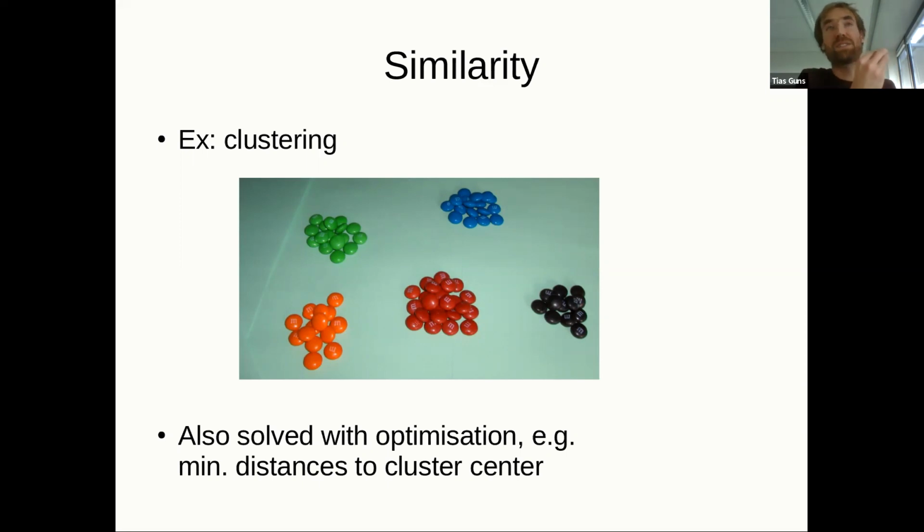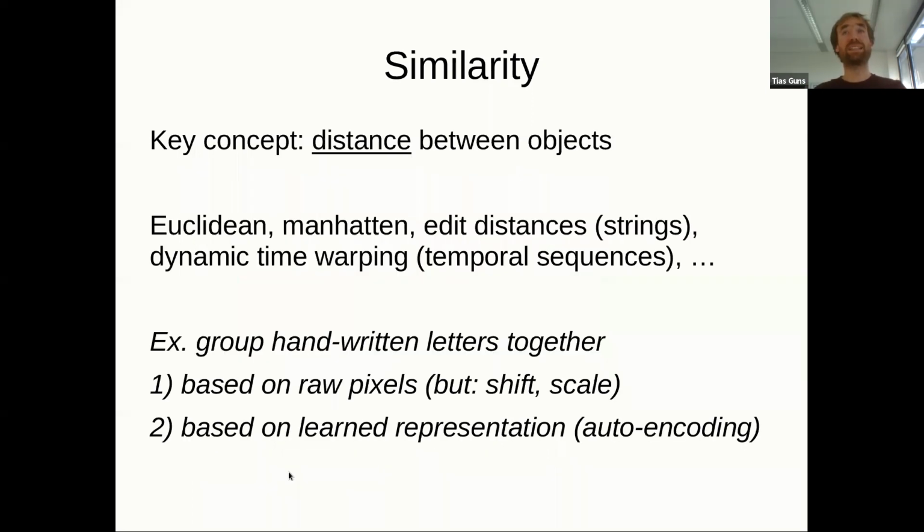And why are these in these clusters? Because they are similar, and their similarity is in this case based on color. And you could also actually cluster them based on whether the M is visible or the M is not visible. That would be another dimension on which you could cluster these things. Now, clustering is a problem that's very well studied, and it's also solved using optimization, mostly continuous optimization. Namely, you want to minimize the distance towards a certain cluster center over the feature representation. So the key concept here is that of a distance between objects.